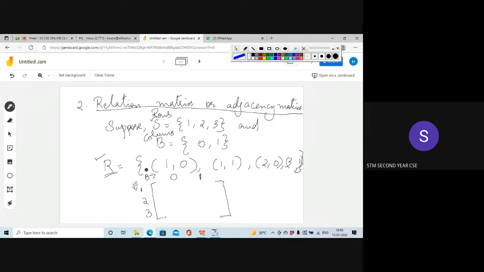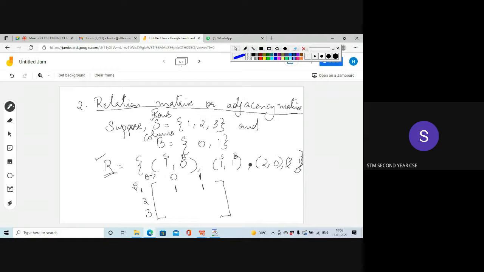Then I'm going to look at the relation R. There is an ordered pair 1, 0. So from 1 to 0: the element of S is 1, and the element of B is 0. So here we put a 1. Then the next ordered pair is 1, 1. So S is 1, B is 1. So I put a 1 here.